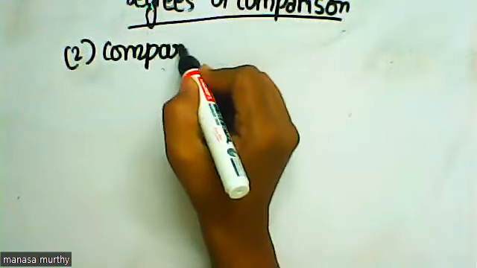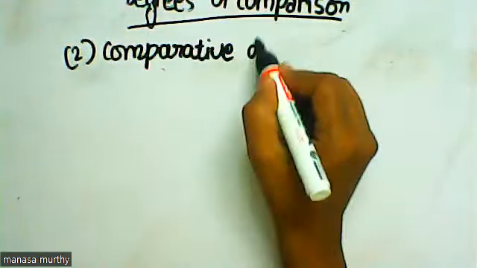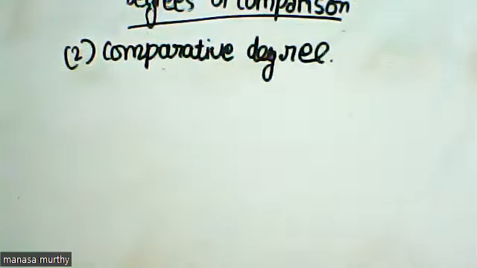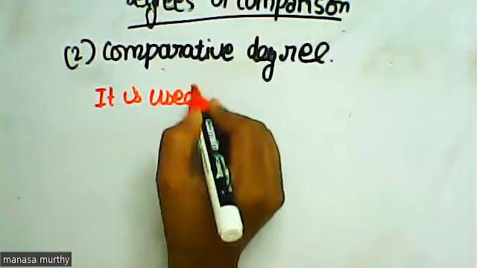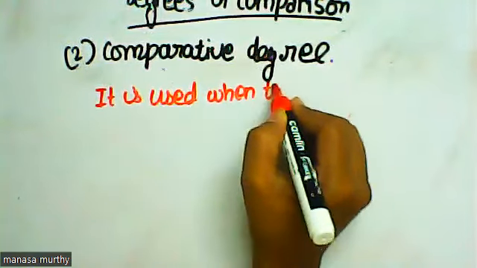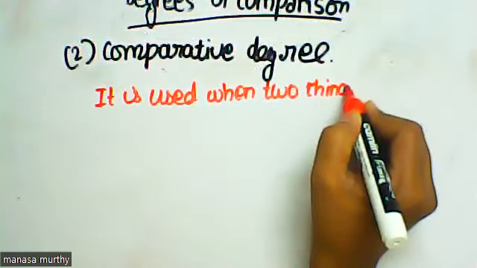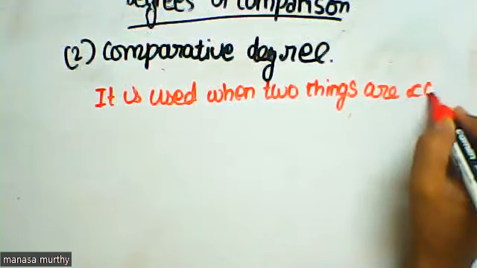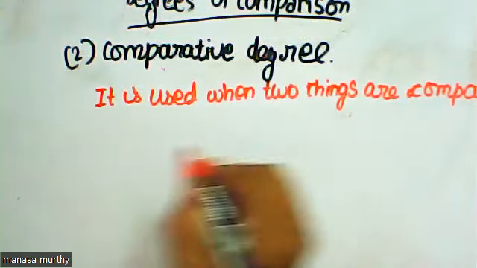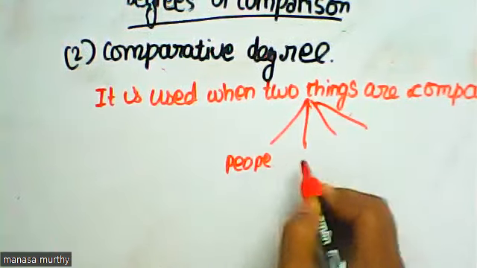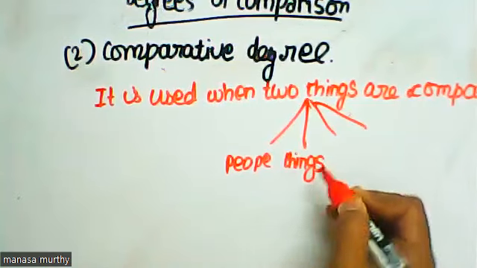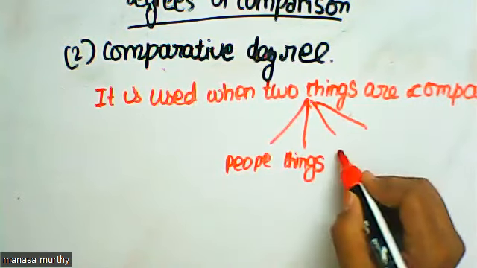Now we move on to comparative degree of comparison. It is used when two things are compared. These two can represent two people, two things, or two places.